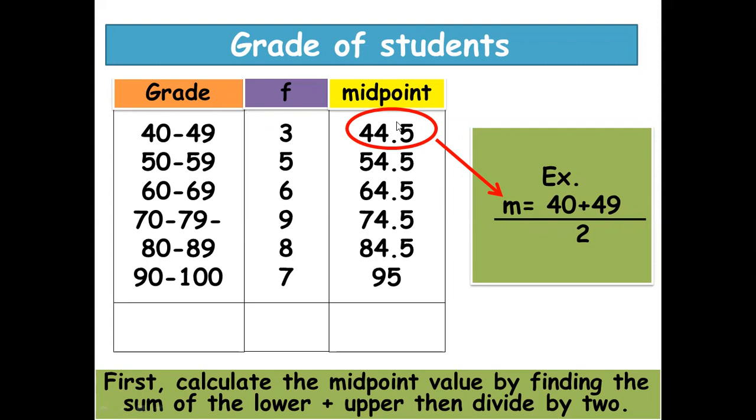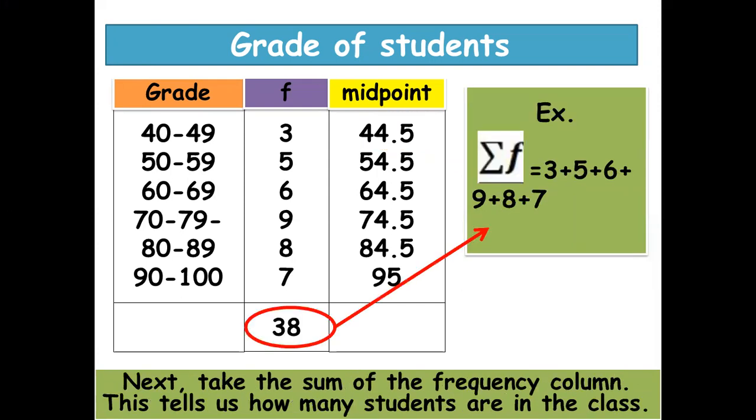It's the same with all the others. 50 plus 59 divided by 2 is 54.5. 60 plus 69 divided by 2 equals 64.5, and so on. So that's the first thing we need to do. Again, we calculate the midpoint value by finding the sum of the lower plus upper, then dividing by 2.